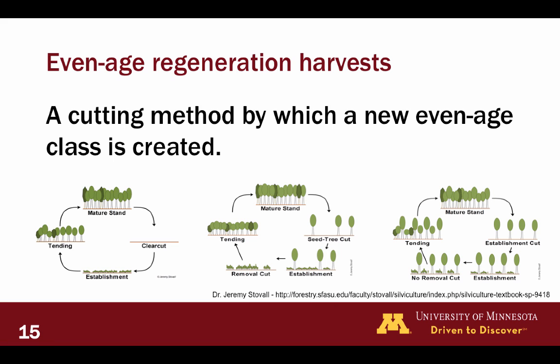So an even age regeneration harvest is a cutting method by which a new age class is created all at the same point. So we're basically starting from scratch after our harvest. So we're starting this regeneration cohort. Again, this is one age class that started all together after this disturbance. And there's several types that we're going to go over. So we can talk about a clear cut, a seed tree cut, and then a shelterwood cut. So we'll talk about these three different types, and we'll also talk about how these types are modified.